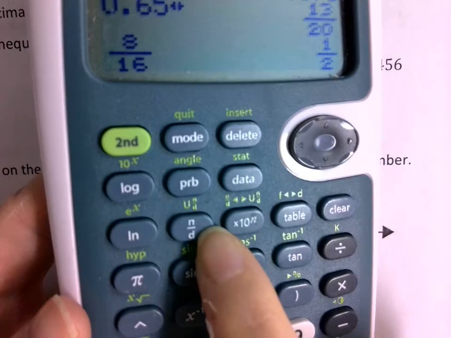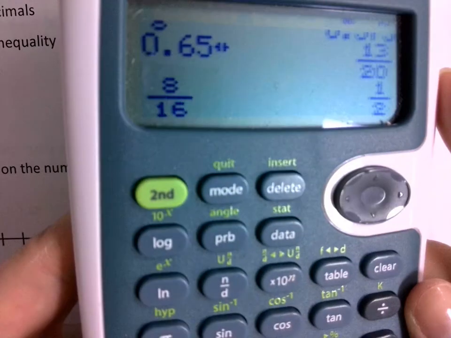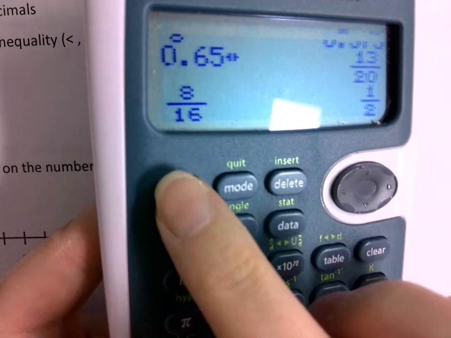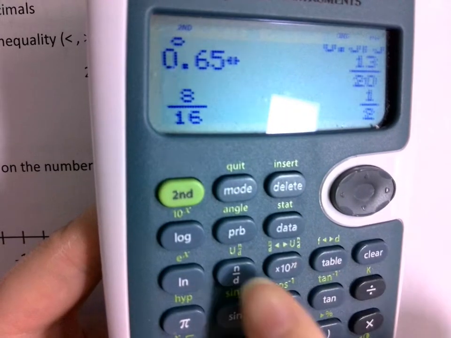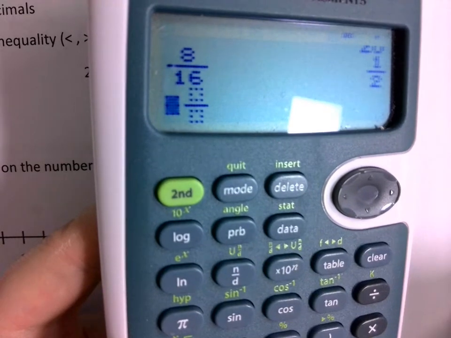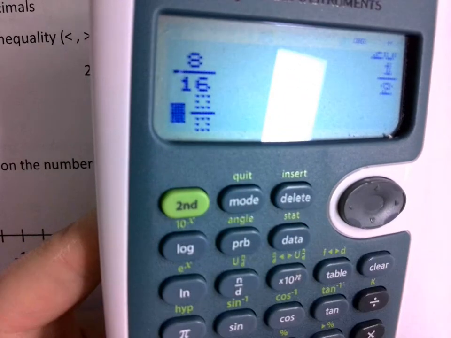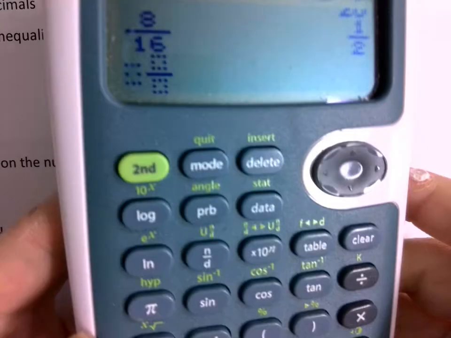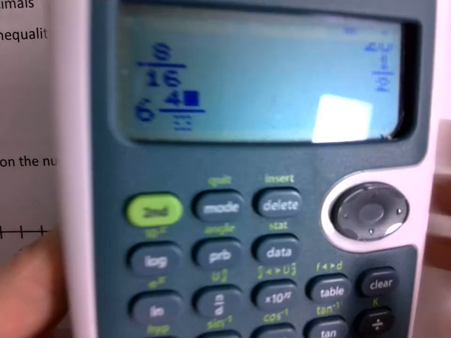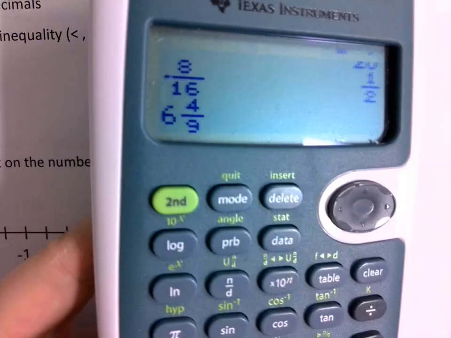Now, what if it was a mixed number? If it's a mixed number, see how we all have that button that's green that says second? Hit that second button and then hit the fraction button. And notice you now have it populating with a box in the very front and then fraction boxes. That lets you do a mixed number. So I could type 6 and then I have to scroll over and maybe I'll do 4 and then I'm going to scroll down and maybe I'll type a 9. and then scroll to the right.